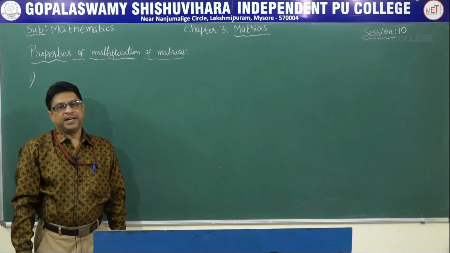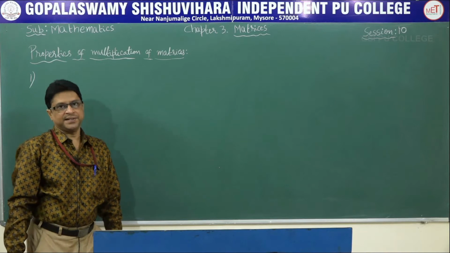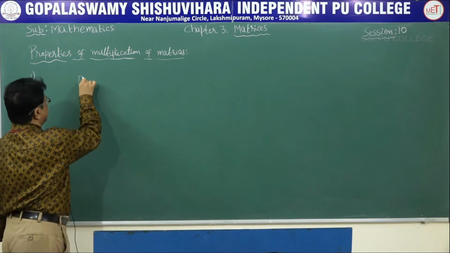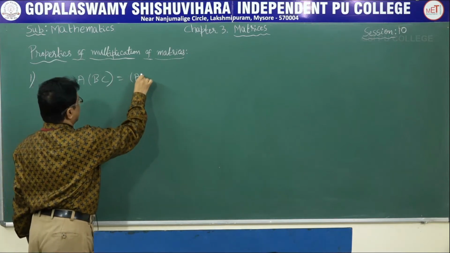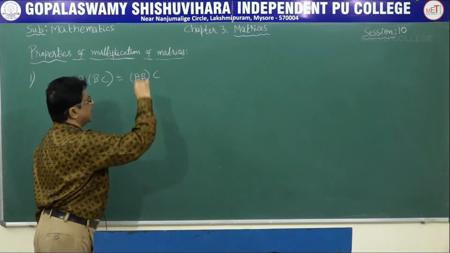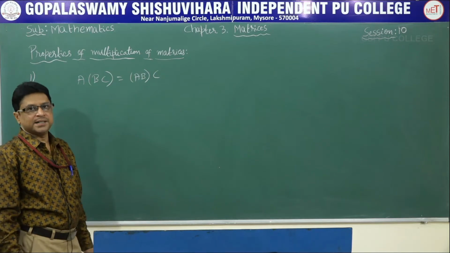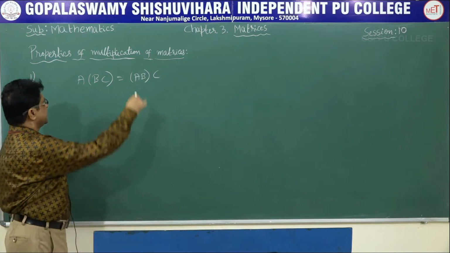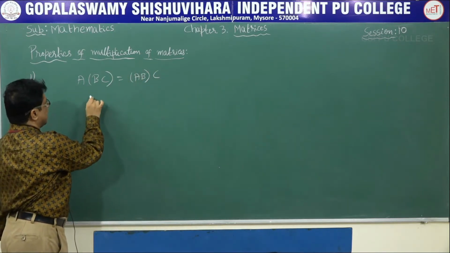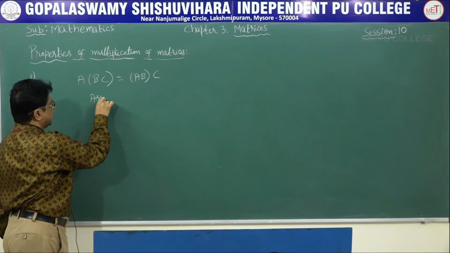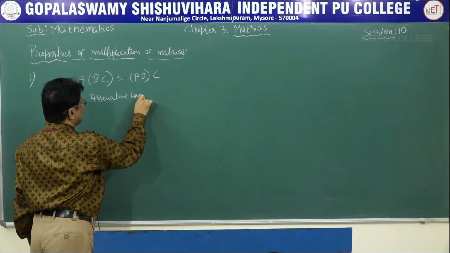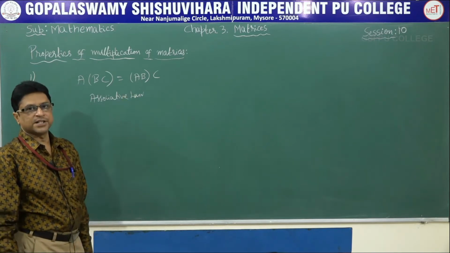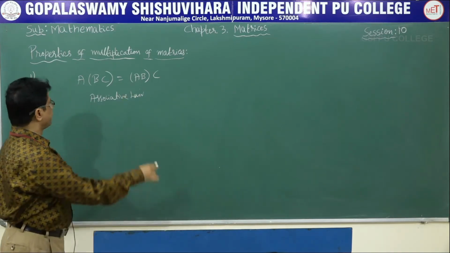Let A, B and C be the matrices, then A into BC is equal to AB into C whenever the equality of matrix is defined. This is called the associative law of multiplication of matrices.